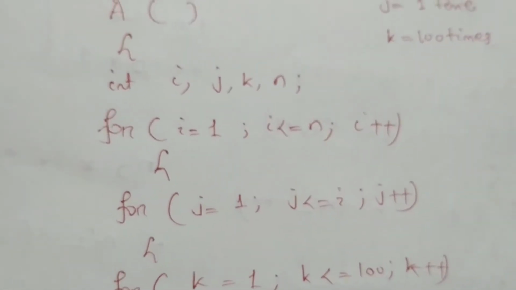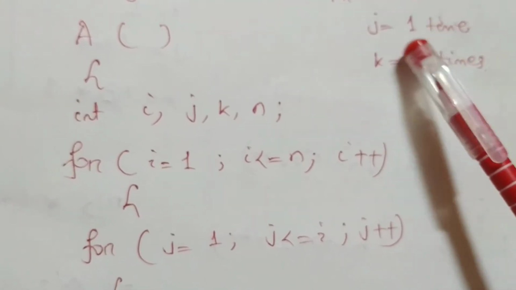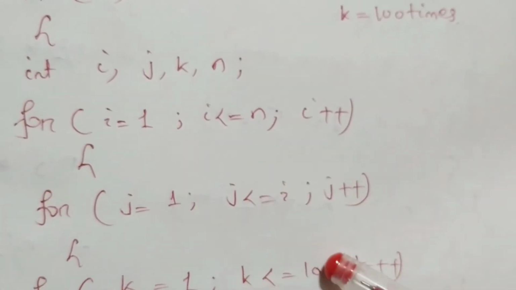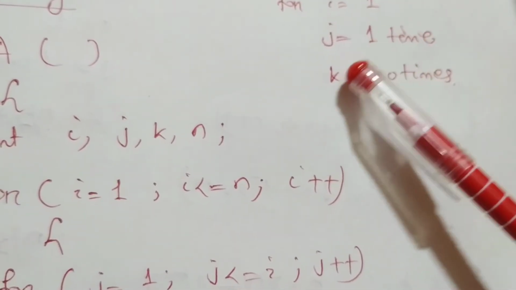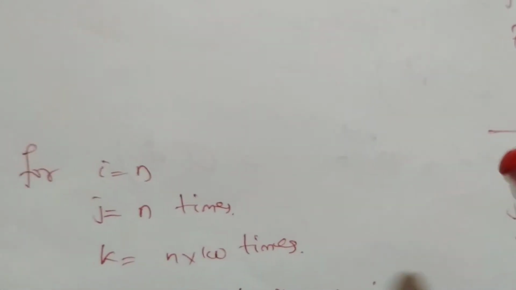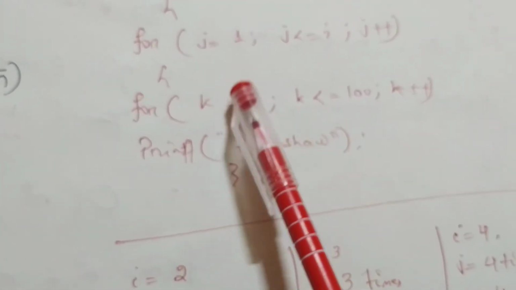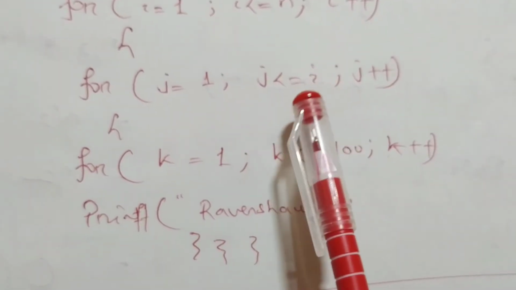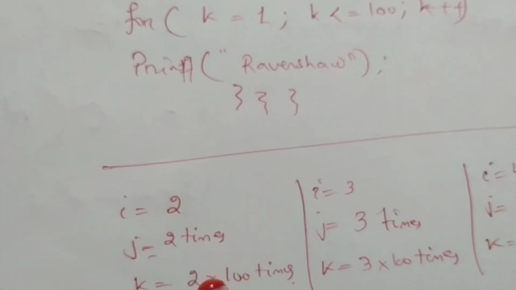So here you can see for i = 1, j will execute how many times? 1 time, and k will execute how many times? 100 times, because k = 1, k less than or equal to 100. So for i = 1, j will execute 1 time and k will execute 100 times. Now for i = 2, j will execute 2 times, because j less than or equal to i, so j executes as many times as the value of i.